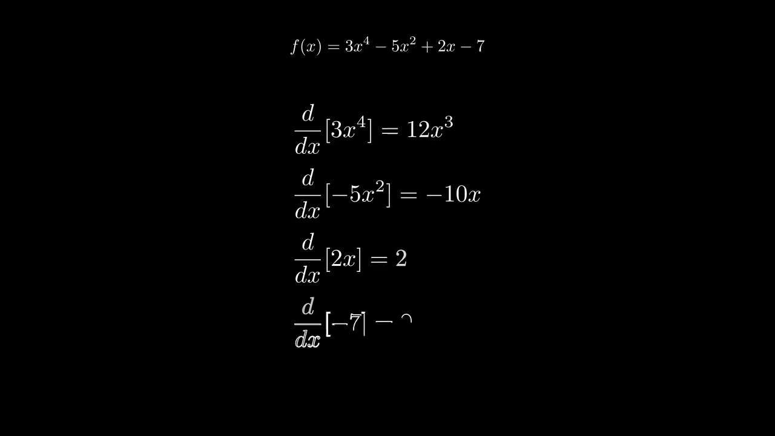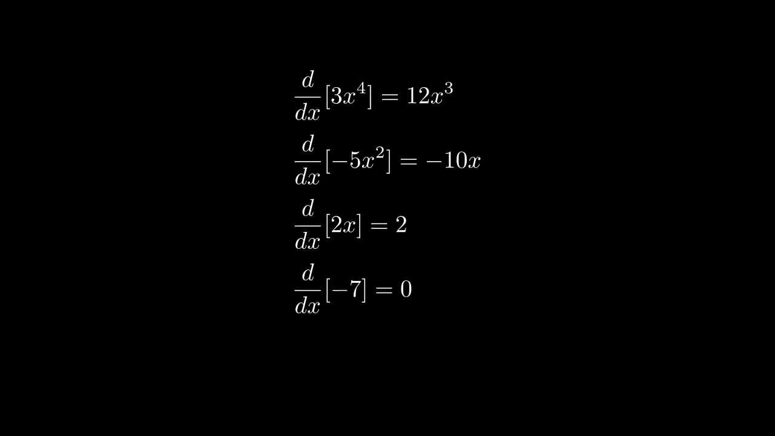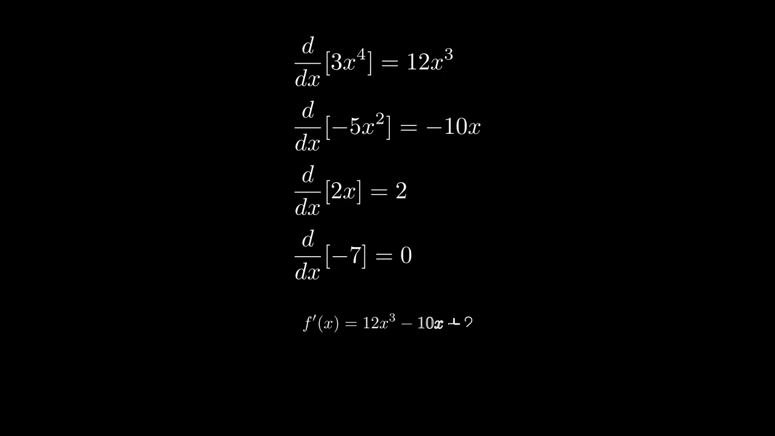Let's work through a complete example step by step. Find the derivative of 3x to the fourth minus 5x squared plus 2x minus 7. We differentiate each term separately. The first term gives 12x cubed. The second gives negative 10x. The third gives 2. The constant derivative is 0. Combining all terms, the derivative is 12x cubed minus 10x plus 2.